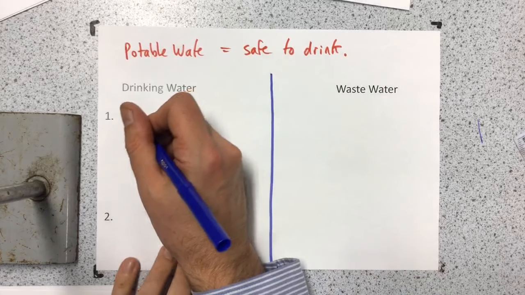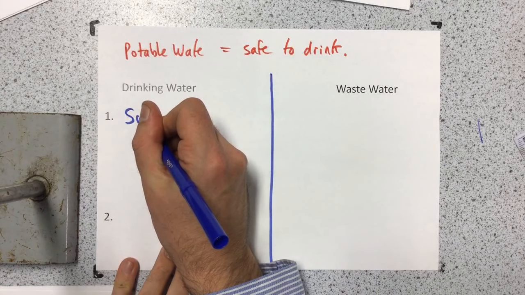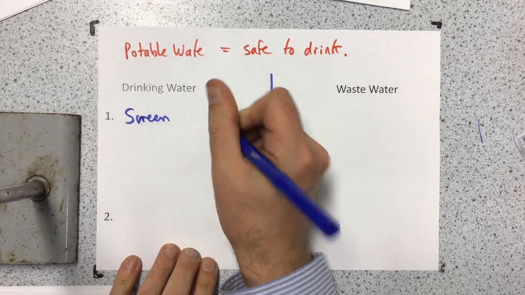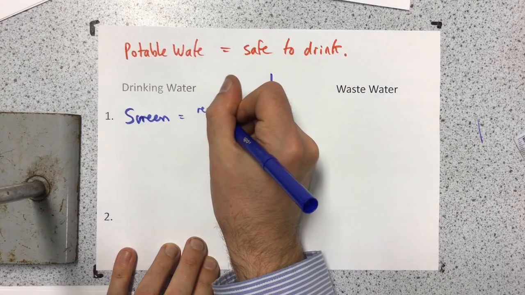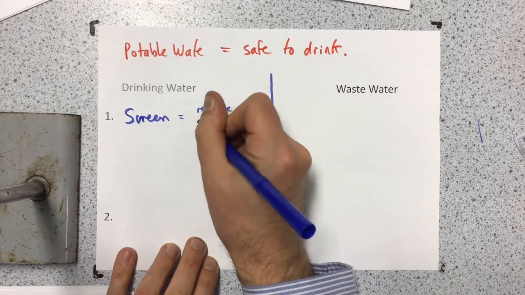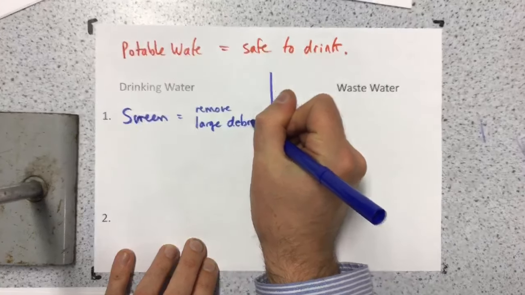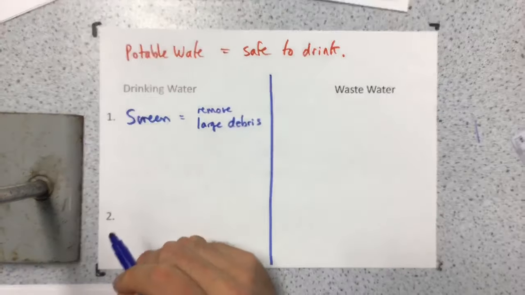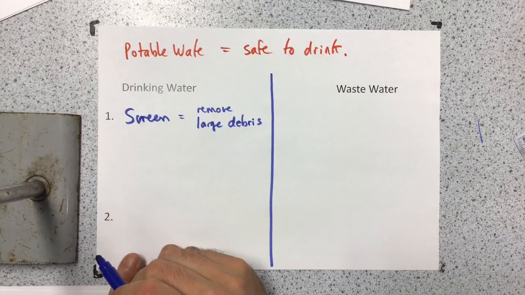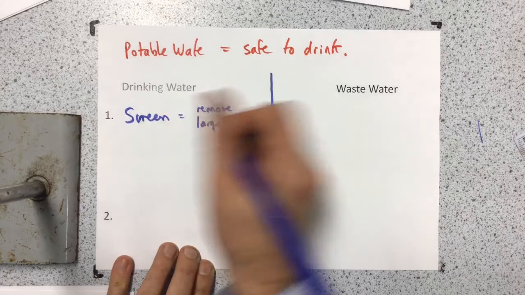So drinking water, so the water that comes from the reservoir. What do we do first? We have to screen that water. Why do we screen it? To remove large debris. So that could be stuff like twigs, plastic bags, anything. Okay, pebbles.